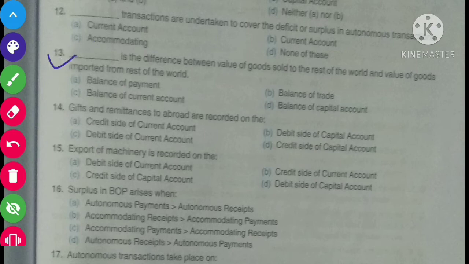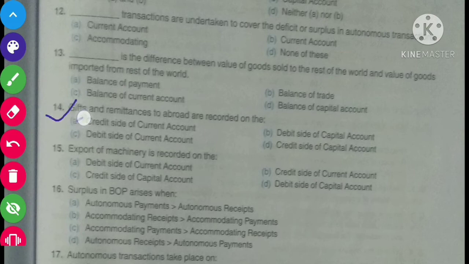Question number 13. Dash is the difference between value of goods sold to the rest of the world and value of goods imported from rest of the world. Option A balance of payment, option B balance of trade, option C balance of current account, option D balance of capital account. Its correct answer is option B balance of trade. Here value of goods is given, that's why balance of trade.